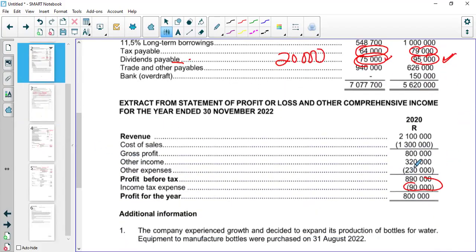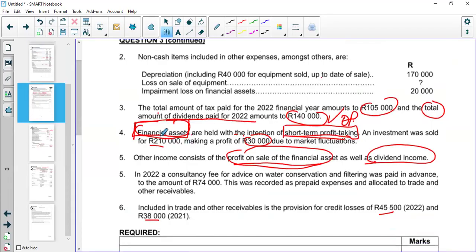So 320 minus 30, that's straight 290,000. So proceeds from the sale of financial assets, we are also told that is 210. So we're going to just put it there as income.